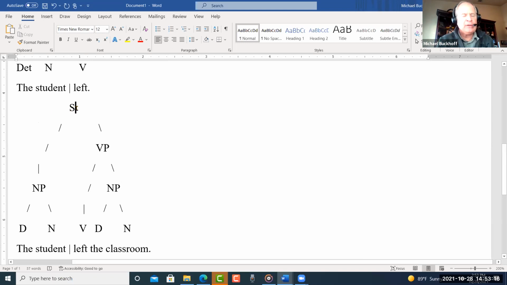It means that the sentence divides into a noun phrase and a verb phrase. The noun phrase breaks into a determiner and a noun, the student. Then the verb phrase breaks into a verb and a noun phrase, right? And then we have the student left the classroom there.